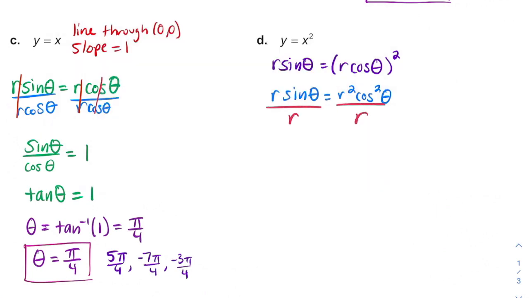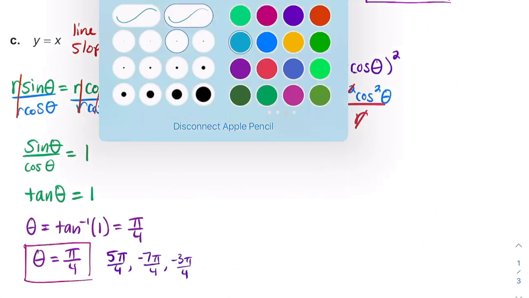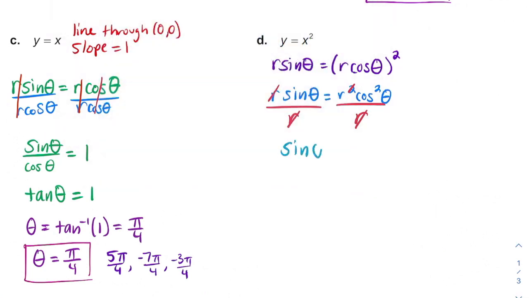So I'm going to divide by r, and then those r's cancel on the left, and then cancel the square on the right. So that leaves us with sine of theta is equal to r cosine squared theta. Awesome. Okay, so now we have that. I want to isolate r. And so to isolate r, all I need to do is divide by cosine squared theta.